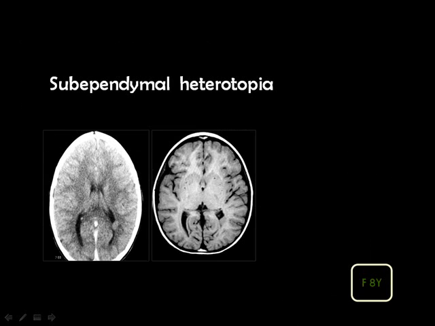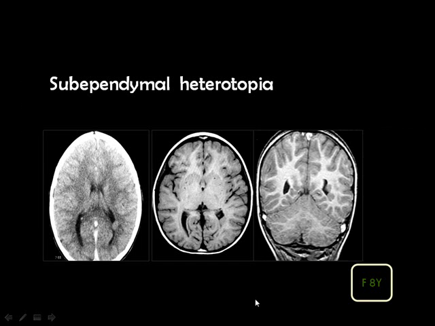And these lesions can hardly be diagnosed by CT. You see this focal area related to the wall of the ventricle in the occipital region, and it is also seen here by MRI T1 weighted image, and is clearly identified in the coronal image.